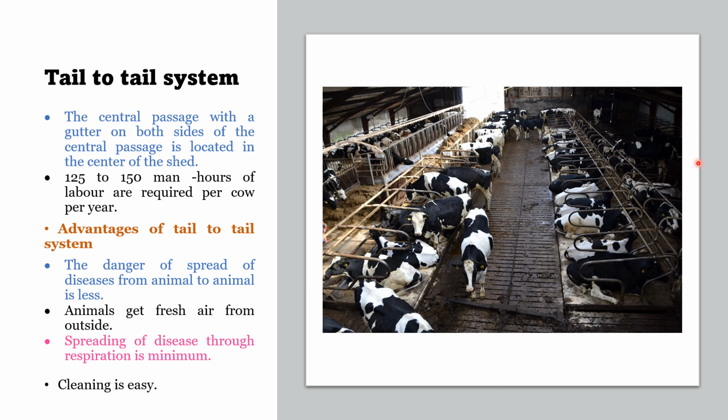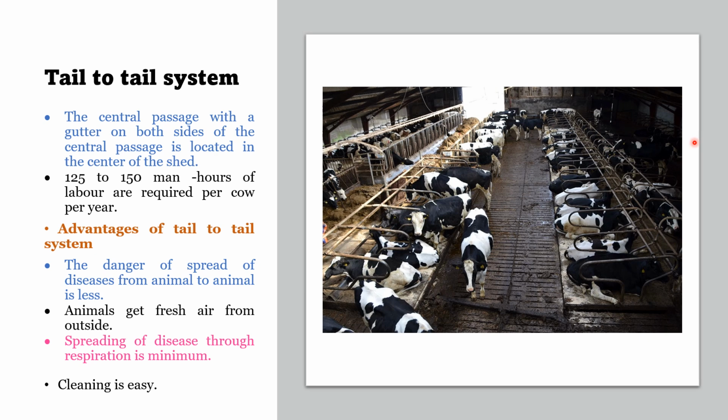The next advantage is animals get fresh air from outside as they face the walls with windows. So at the side of the walls we can have windows. We have already discussed that in the conventional barn system the entire house is covered. So the side walls will have windows, as the animals are facing the walls. The fresh air will get into the barn through these windows. So animals get fresh air from outside through these windows.